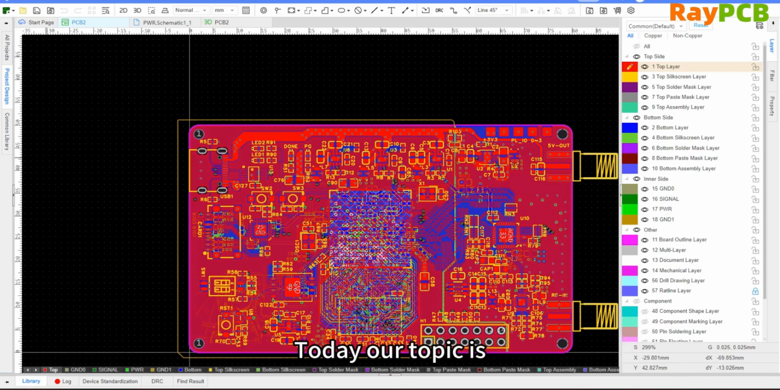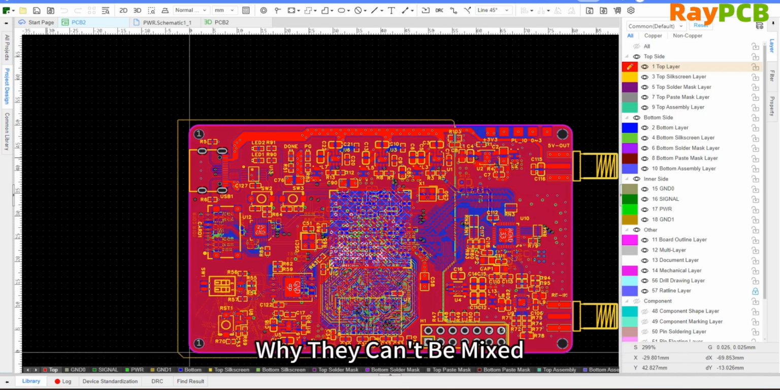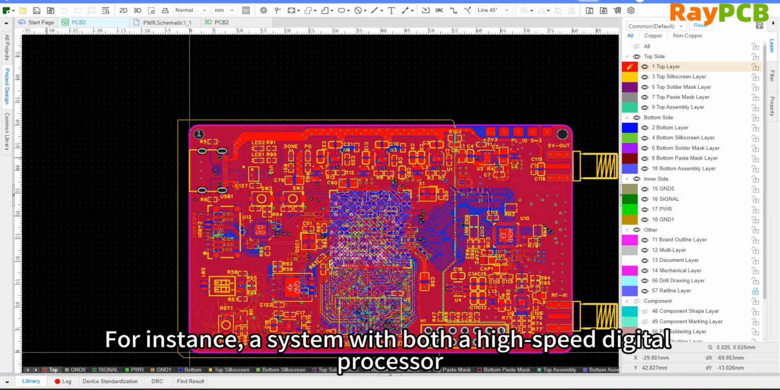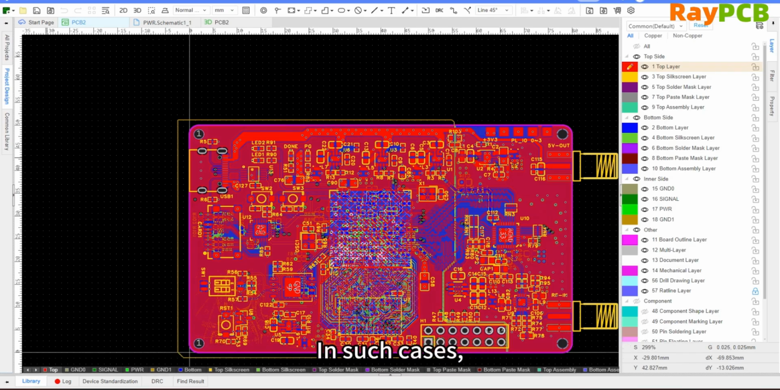Today, our topic is the analog ground and digital ground in 6-layer boards and why they cannot be treated as the same. In today's electronic products, we often encounter mixed signal PCBs, such as a system that has both high-speed digital processors and sensitive analog sensors or audio circuits. In this situation, a seemingly simple but actually crucial question arises before us. Why can't analog ground and digital ground be treated as the same? Today we will uncover the necessity of keeping them separate.